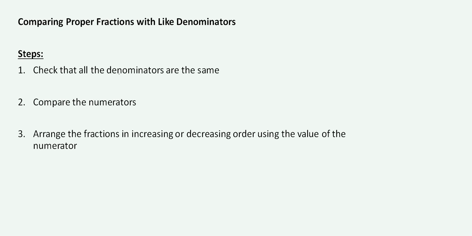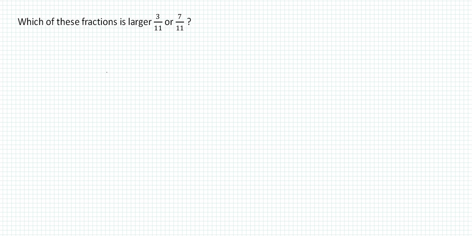So to do this, you want to first make sure that you can confirm that all the denominators are the same, and then you compare the numerators. This is pretty simple. If the denominators are the same, the numerators can be used to examine the increasing order or the decreasing order. Now let's take a look at some examples.